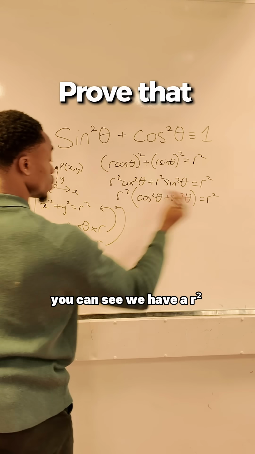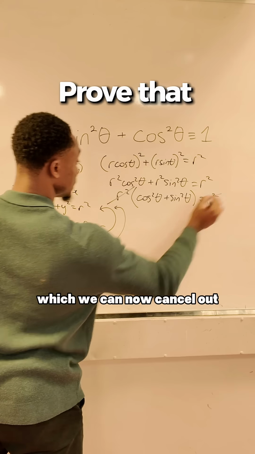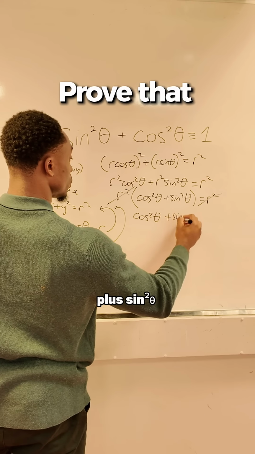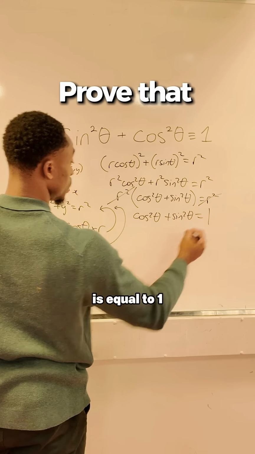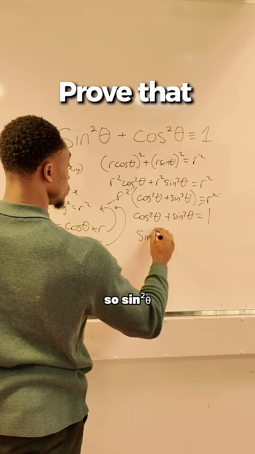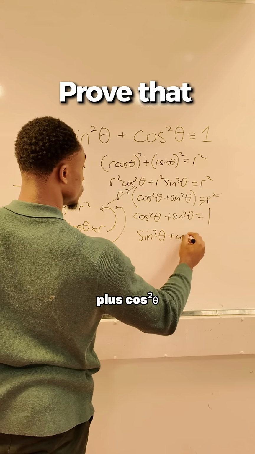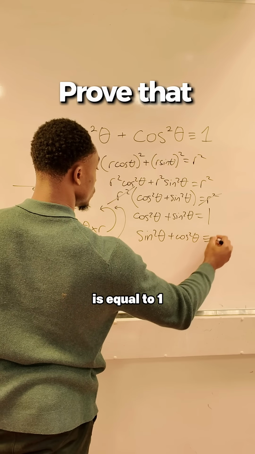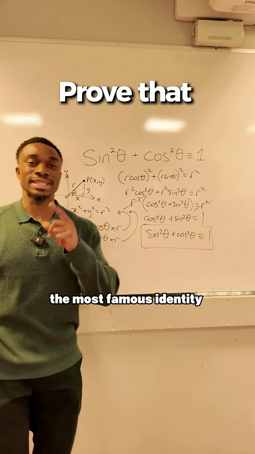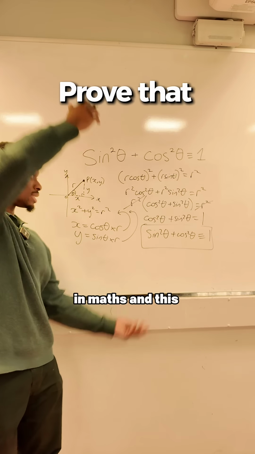You can see we have an r squared on both sides, which we can now cancel out, and we get cos squared theta plus sine squared theta is equal to 1. And to get it into the form that we started in, we just swap these two around. So sine squared theta plus cos squared theta is equal to 1. And this is our identity, the most famous identity in maths. And this is the proof.